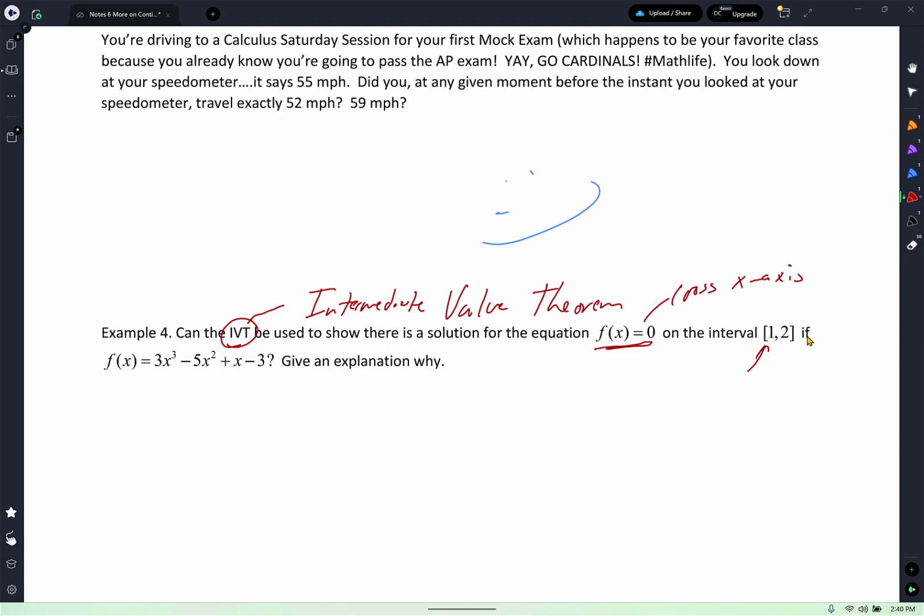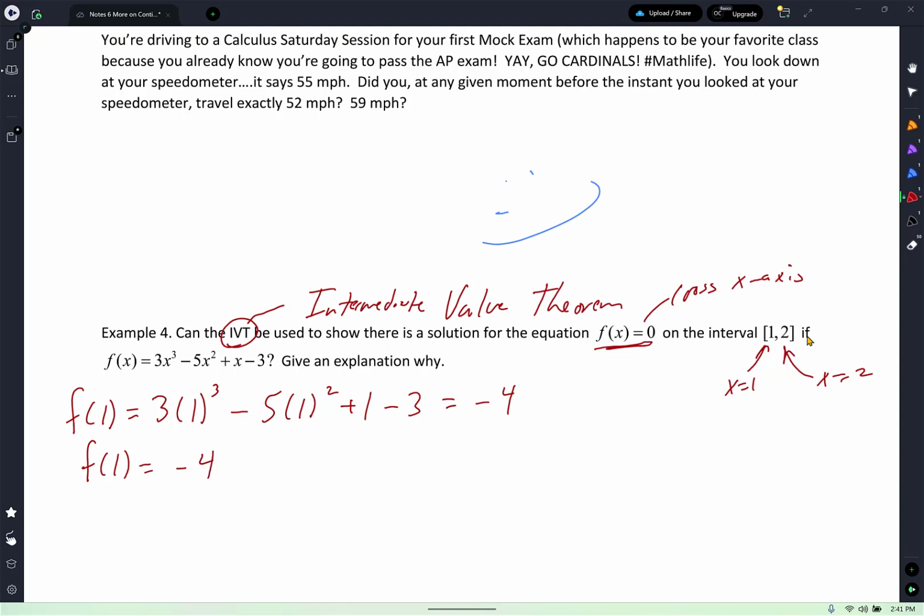Here we go. F of 1 equals 3 times 1 cubed minus 5 times 1 squared plus 1 minus 3. 3 minus 5 is negative 2 plus 1 is negative 1. Negative 1 minus 3 is negative 4. So f of 1 at the moment is negative 4. So this is how you say negative, less than 0. So negative 4 is less than 0. Are we okay?